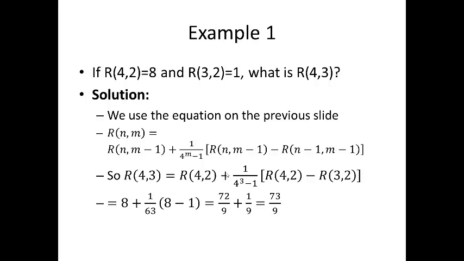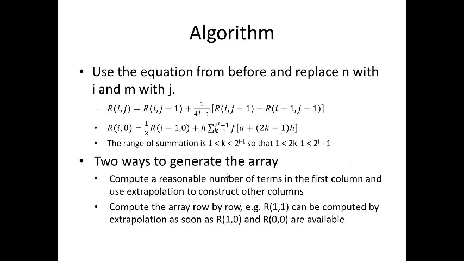Now, let's see how we can develop this into an algorithm. Basically, we're going to use the equation from before and replace n with i and m with j. So we get the following formulas for Rij and Ri0. Now, there are two ways to generate the array. One is to compute a reasonable number of terms for the first column and use extrapolation to construct the other columns. The other way is to compute the array row by row. For example, R11 can be computed by extrapolation as soon as R10 and R00 are available.